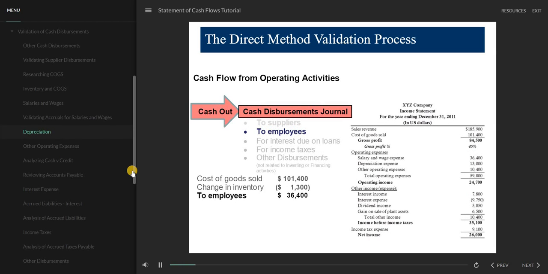The next expense item on our income statement is depreciation expense. Since depreciation is a non-cash transaction, we can conclude that this item would not be reflected in our cash movement and does not need to be considered using the direct method.